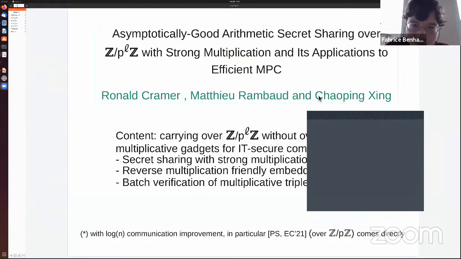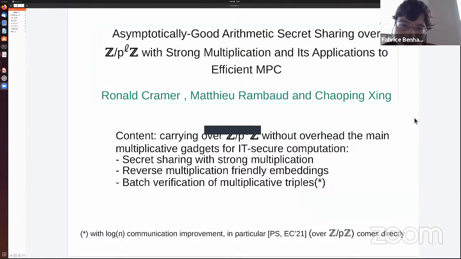It's a paper that we talked about before, the second paper of the session: Asymptotically Good Arithmetic Secret Sharing over Z/p^l with Strong Multiplication and its Application to Efficient MPC. This is a paper by Ronald Cramer, Mathieu Rambaud, and Chaoping Xing, and Mathieu is giving the talk. Thank you very much.